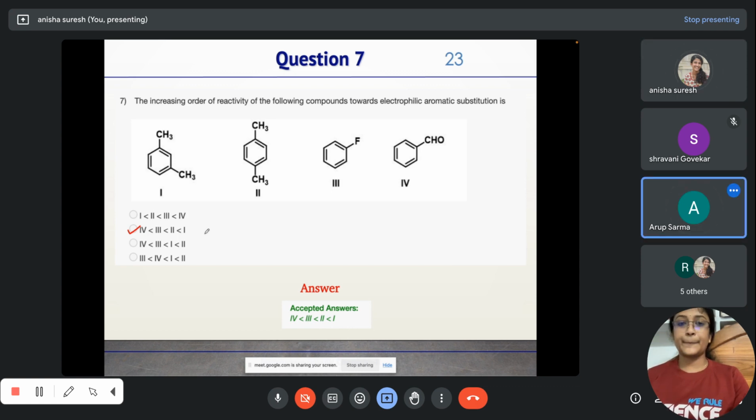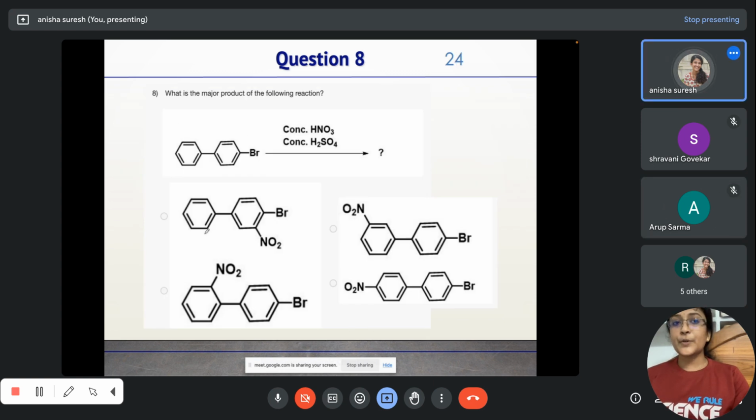Clear. Okay. So now coming to question number 8, what is the major product of the following reaction? We have this compound, which is undergoing a nitration reaction in the presence of concentrated HNO3 and concentrated H2SO4. Here they have given products with nitration at different positions. So which will be the major product?